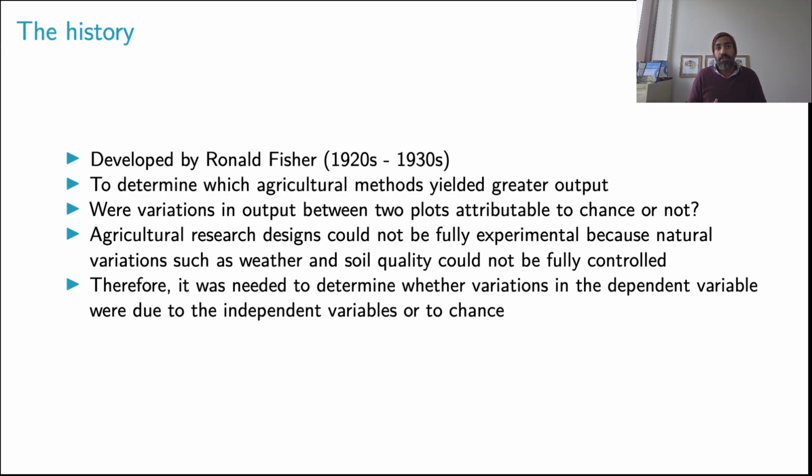But what Ronald Fisher discovered, which is why he developed this sort of thinking and testing, is that in all situations, this random allocation is not feasible. For example, in agricultural research designs. And so it was needed to determine whether variations in our dependent variable are attributable to our independent variable or likely due to chance. And so that's where all of this comes from.